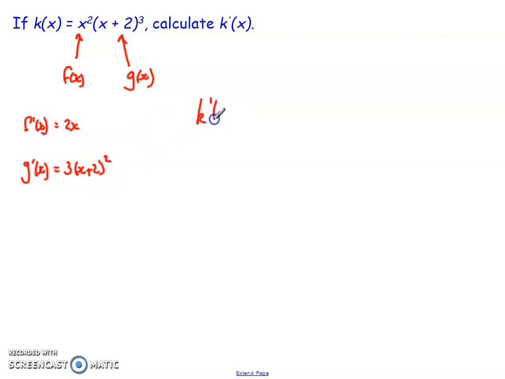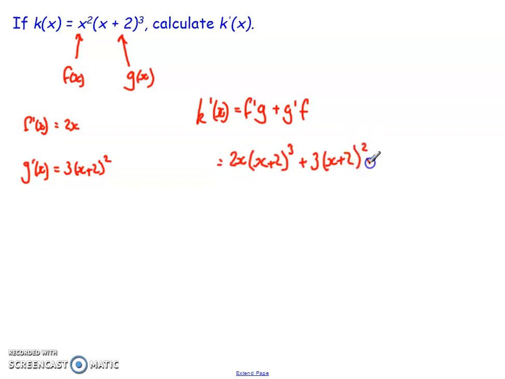I know that k dashed of x is going to equal f dashed g plus g dashed f in our shorthand. So it's just plugging these in and then seeing what I get. So f dashed g gives me 2x times (x plus 2) cubed, and then plus g dashed f, so that's plus 3(x plus 2) squared times the f, which is x squared.